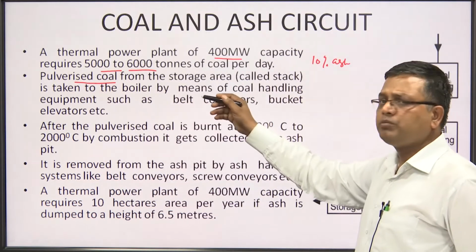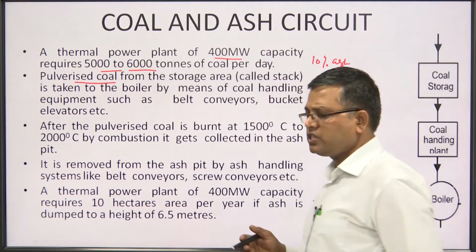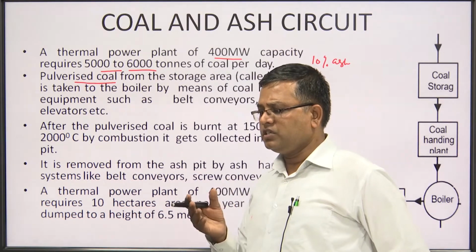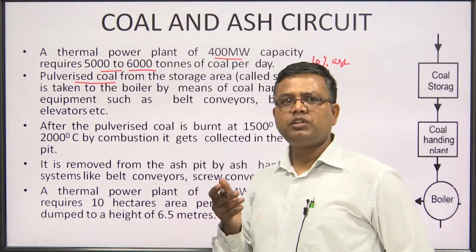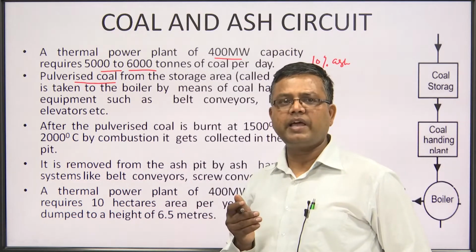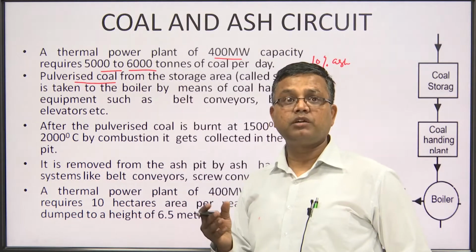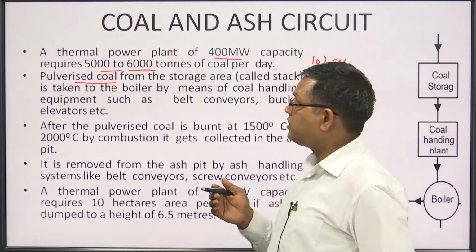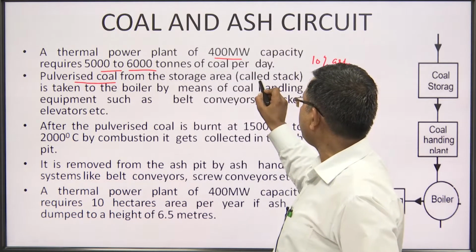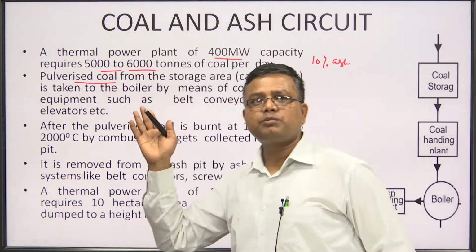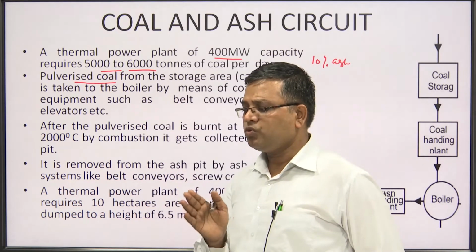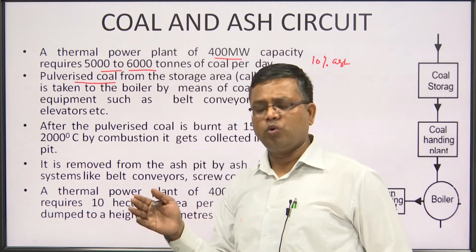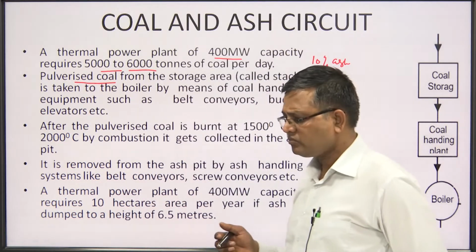That pulverized coal from the storage area, which is also known as the stack, is taken to the boiler with the help of various coal handling equipment like belt conveyor, bucket conveyor, trucks, pipelines, etc., right. So, initially the coal is stored in the stack, and from the stack it is supplied to the furnace of the boiler. And we are using various measuring units to weigh the coal, how much coal is going to be burned, right.